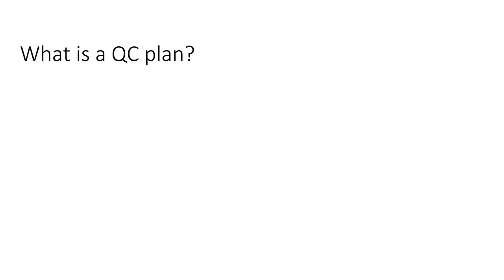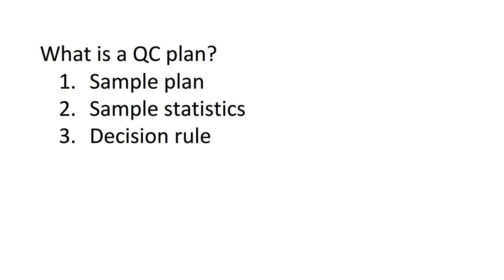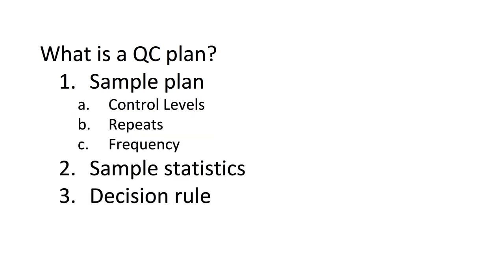I've used the term QC plan many times, but I haven't defined it. So what is a QC plan? That's probably a good place to start. A QC plan has three major components. It has a sample plan, statistics that are calculated from the sample, and a decision rule. Altogether, these compose a QC plan or QC strategy. And remember, the objective of this plan is to detect a shift in the process should one occur.